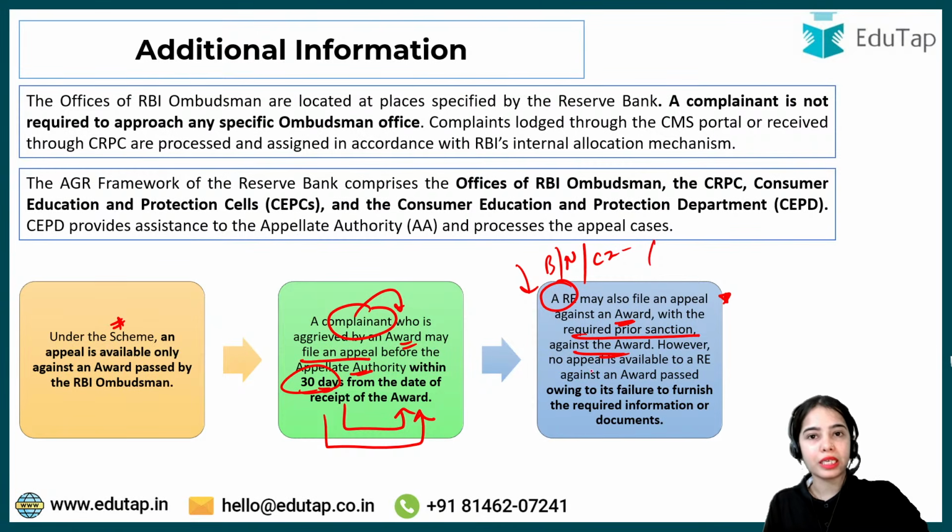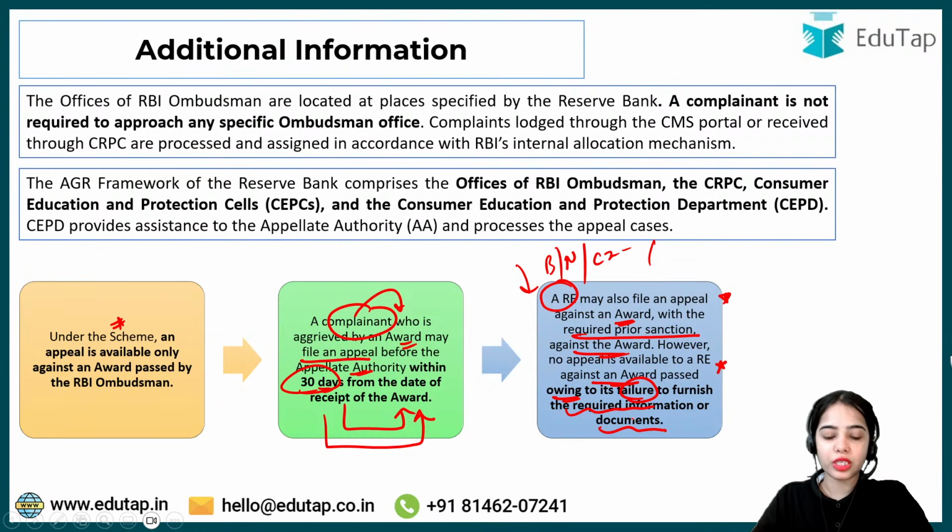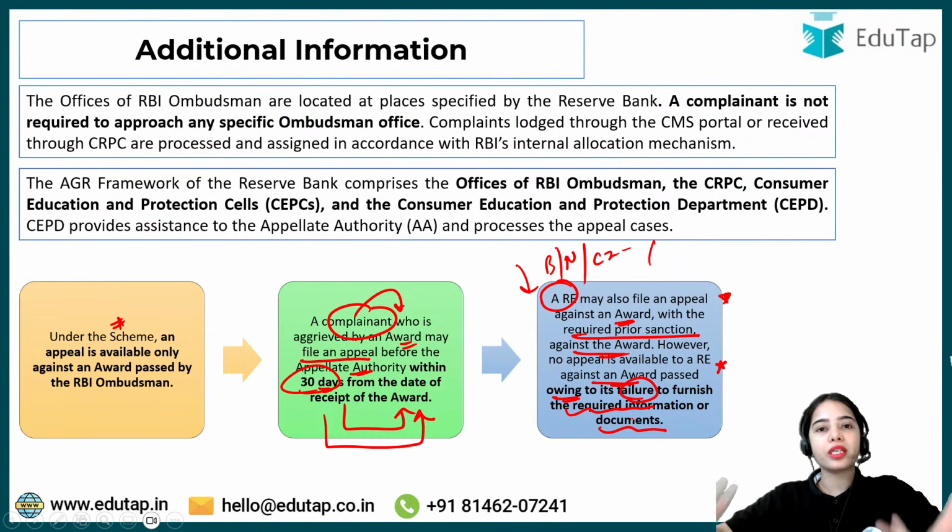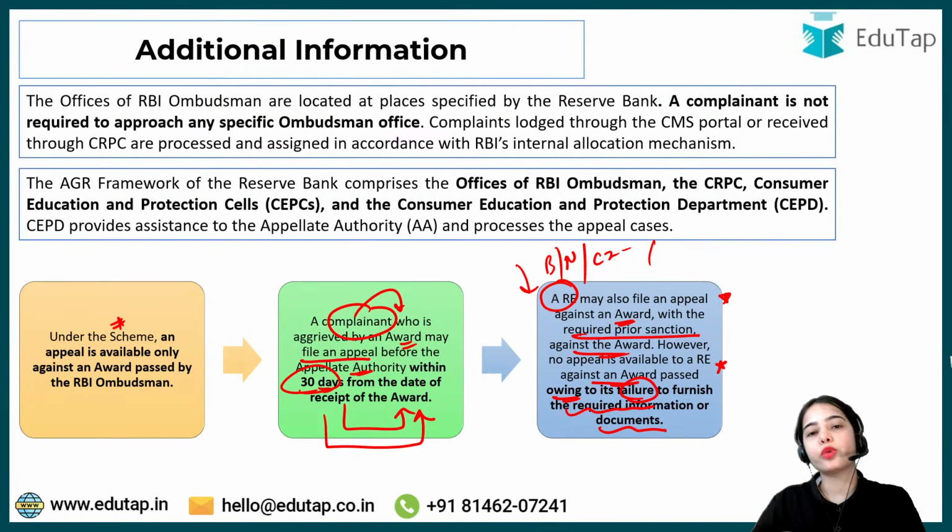However, no appeal is available to a regulated entity against the award passed owing to its failure to furnish the required information or document. So if the regulated entity has not submitted the proper documents that were asked from them, then in this case the regulated entity cannot file any kind of appeal before the appellate authority. I hope this is very much clear.